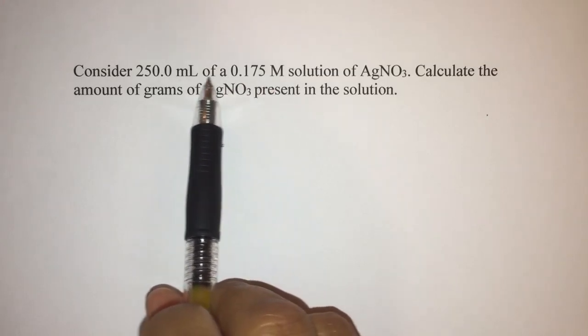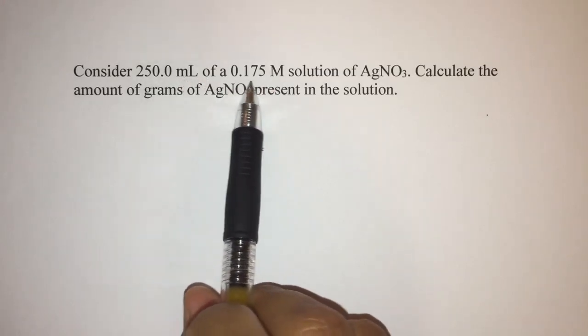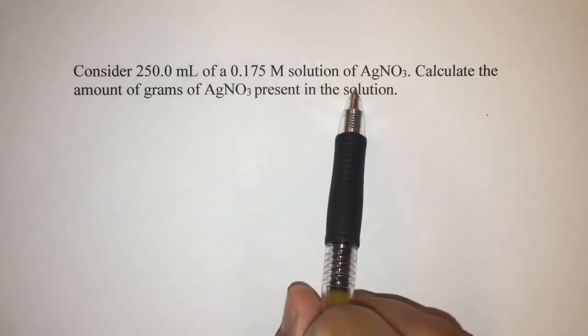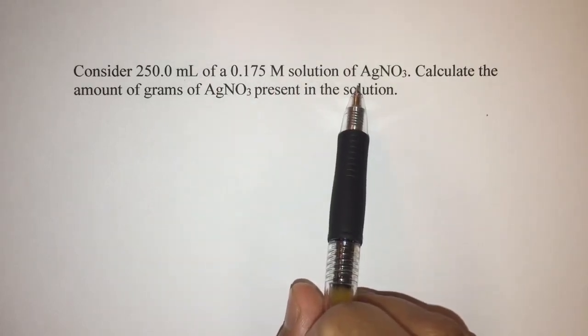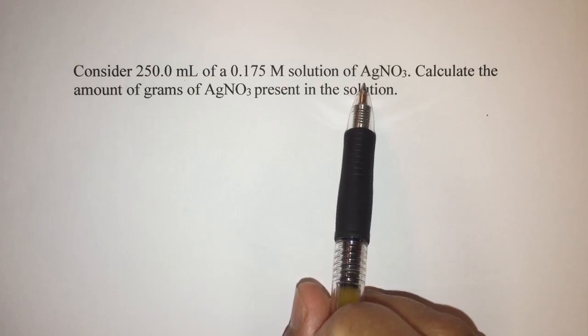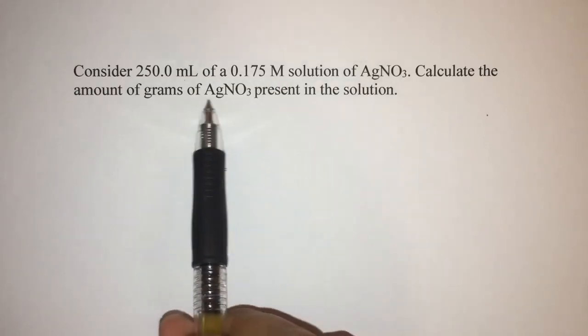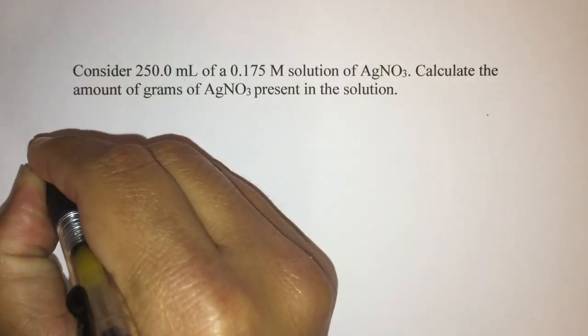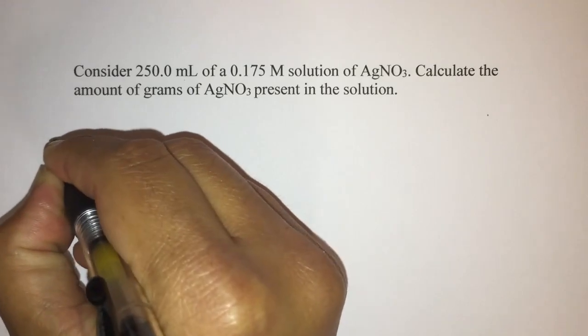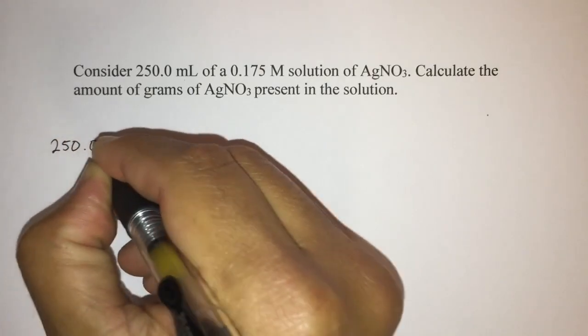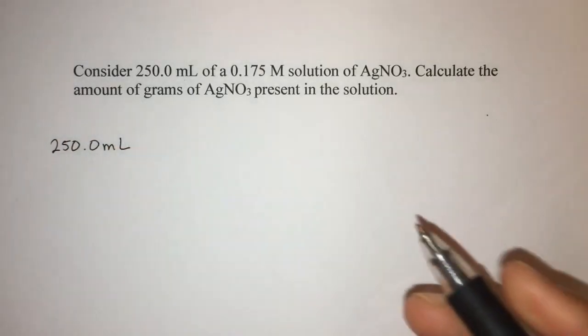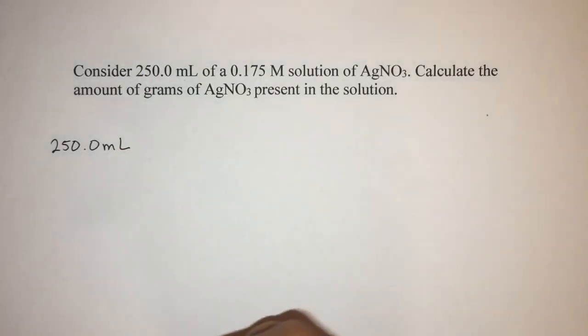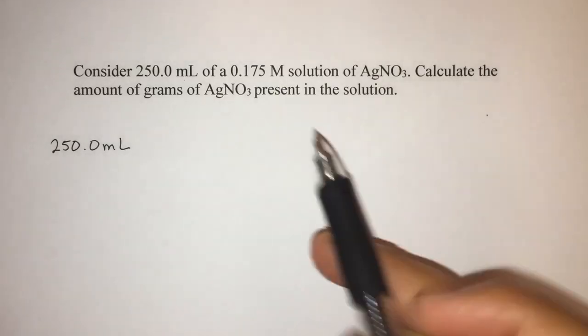So if you think about it, we can use the volume and the molarity to find the moles of the solute present. And like we've done before, we can convert the moles of solute into grams by using the molar mass. So let's start here. Let's convert the volume to the number of moles of solute. We do that by using the molarity.